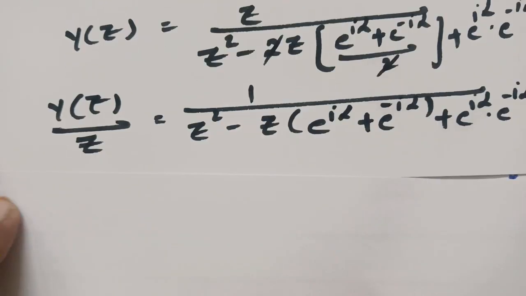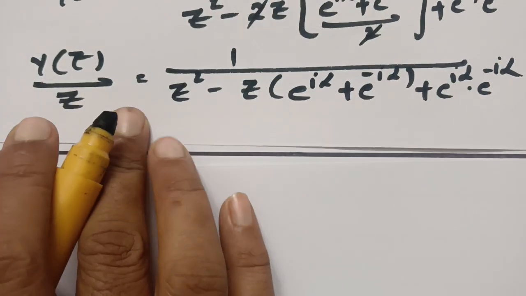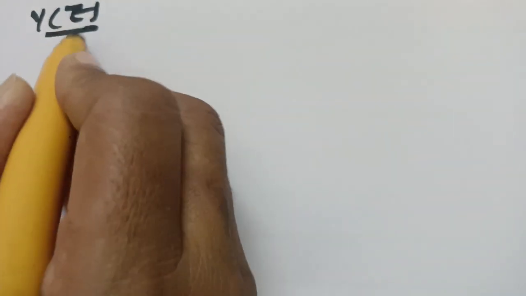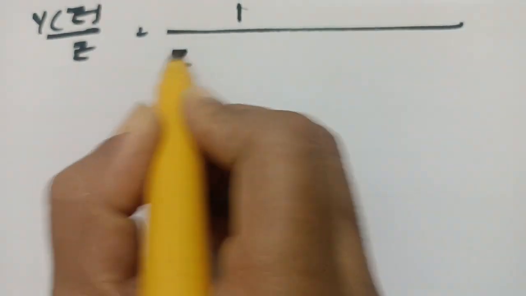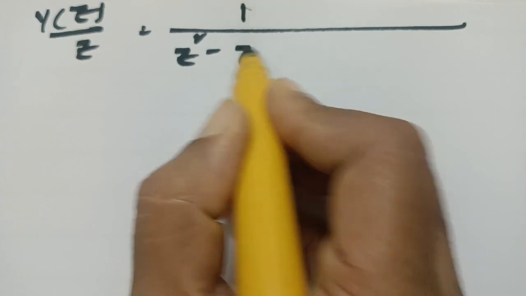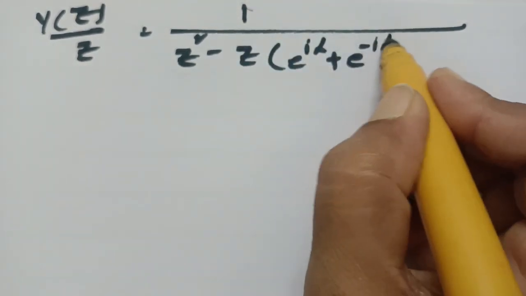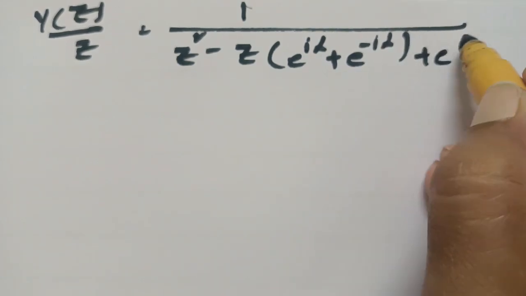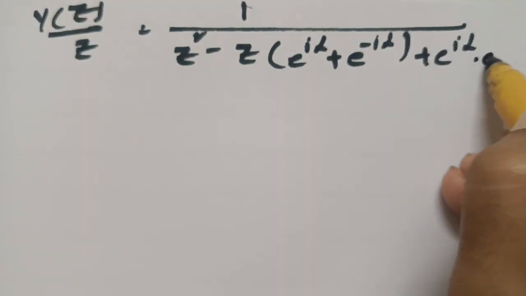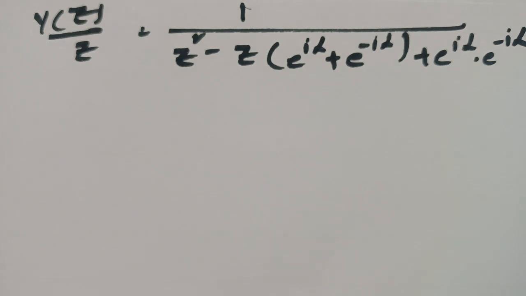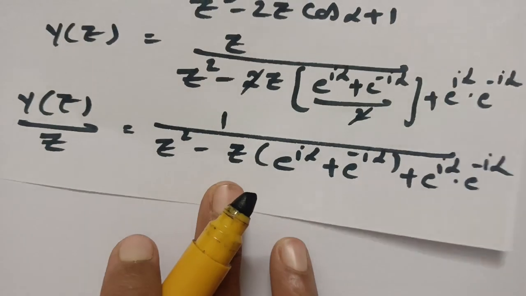So this can be written as y of z by z. See here, this can be written as y of z by z is equal to 1 by, this value is z square minus z times of (e power i alpha plus e power minus i alpha) plus e power i alpha into e power minus i alpha. See the last step here. The last step is like this.